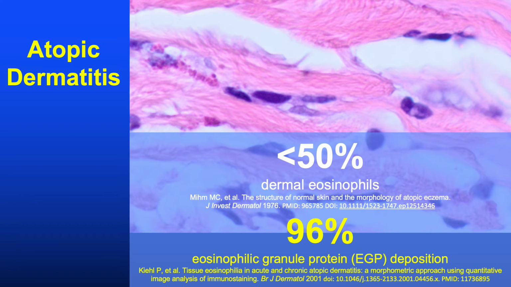But the concept of the degranulated eosinophils remains quite compelling in my opinion. And so although Dr. Mihm and coworkers found eosinophils in less than half the cases, other atopic dermatitis experts, such as Dr. Kiehl and coworkers from Germany, also Dr. Kristin Leiferman from the University of Utah, have demonstrated the presence of degranulated eosinophils. And in this one study, if one looked using more sensitive methods, such as immunohistochemistry for eosinophilic granule protein, EGP, eosinophils could be found in 96% of atopic dermatitis biopsies.